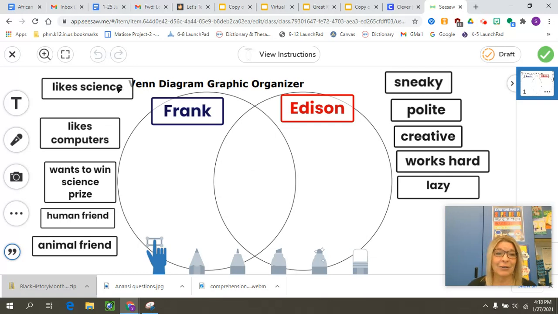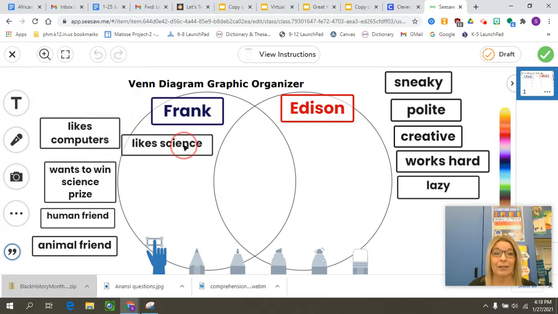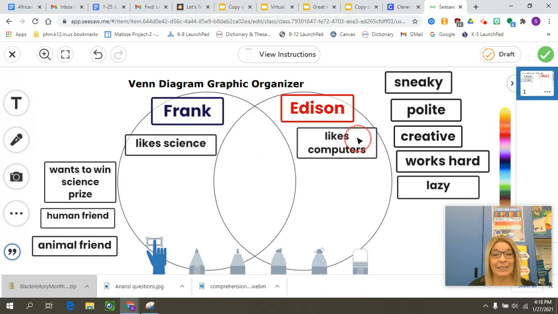Likes science. When I saw that, my first thought is Frank. I know he loves science. The evidence is he works in a lab. He does all kinds of science experiments. He wants to join the science fair. And when I saw likes computers, I think that's more Edison. Edison had the bug drone and he had that big screen with all the video screens showing what's going on. So those are things I think that are different about these two characters.